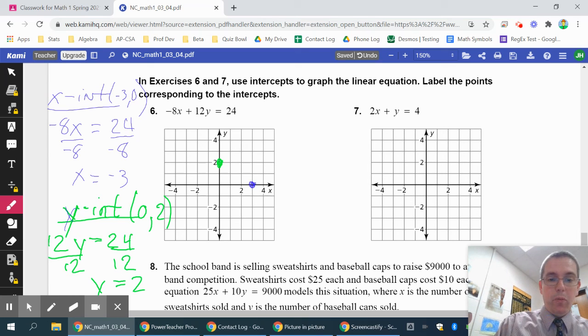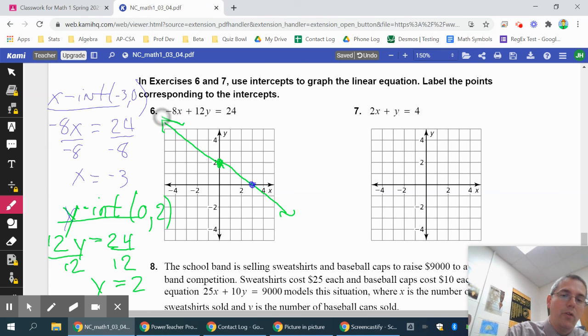Once I have those 2 points, I can connect them by just drawing a straight line through them. Make the line as straight as you can. Maybe using a ruler or another sheet of paper would be a good idea. That's hard for me to do a straight line on the screen. Notice when I draw the line, I do arrows on both ends of the graph. And that just shows that this graph keeps on going forever and ever.